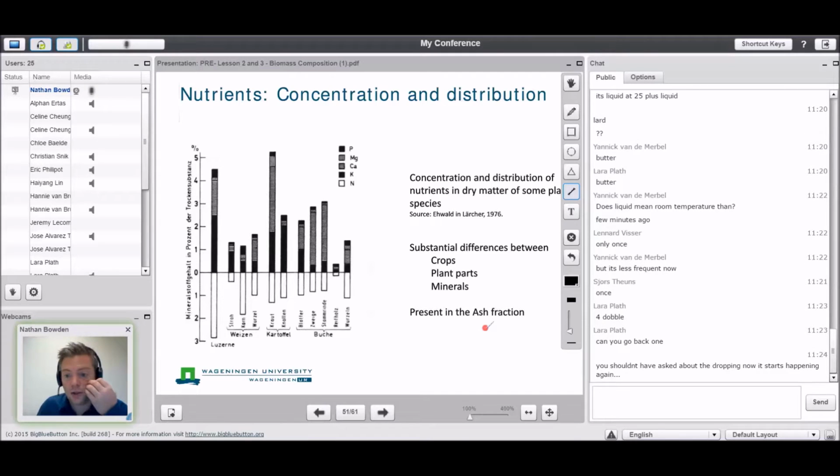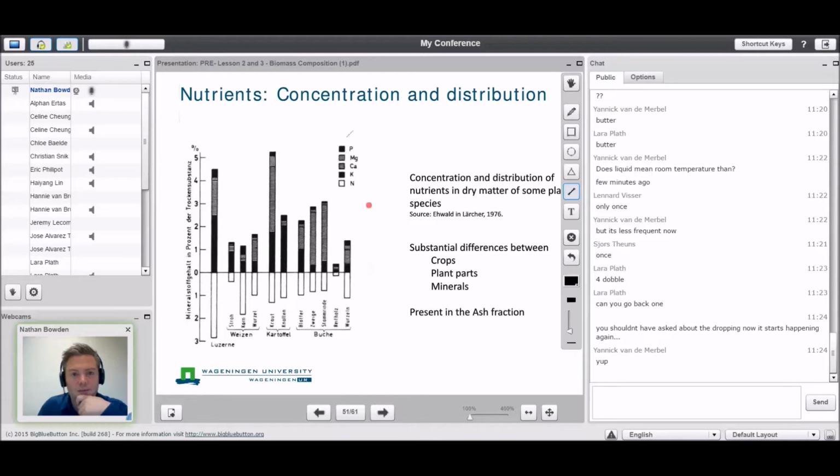So ash, oh no, the ash fraction is the extract. Uh-oh, pause. Uh-oh.